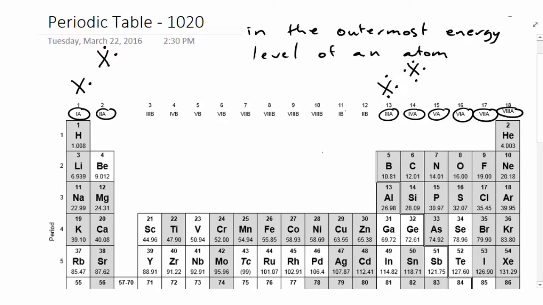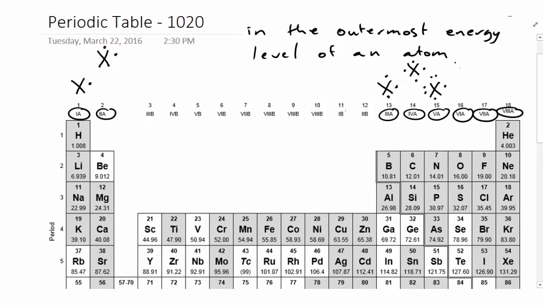Remember, the placement of the dots is not that critical. It's just one dot on each side before we begin doubling up. So the fact that on this one here I put it on the top, right, and bottom doesn't matter as long as there are 3 dots and they are all on different sides. That's all that really matters. Group 15 would have 5 dots.